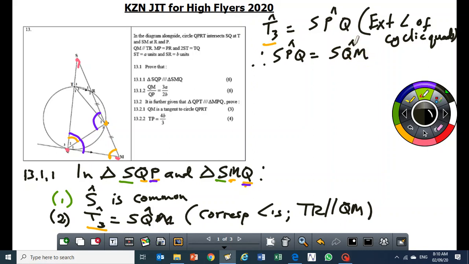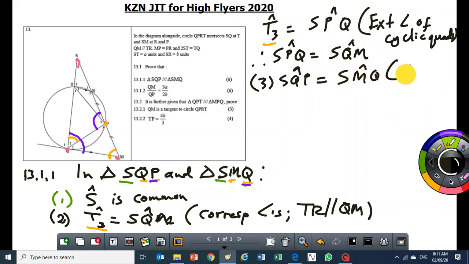Okay, so I've got two pairs now of corresponding angles. I'm almost done. Third one, don't have to stress, right? That will be angle SQP is equal to SMQ, and that's based on sum of angles in a triangle.